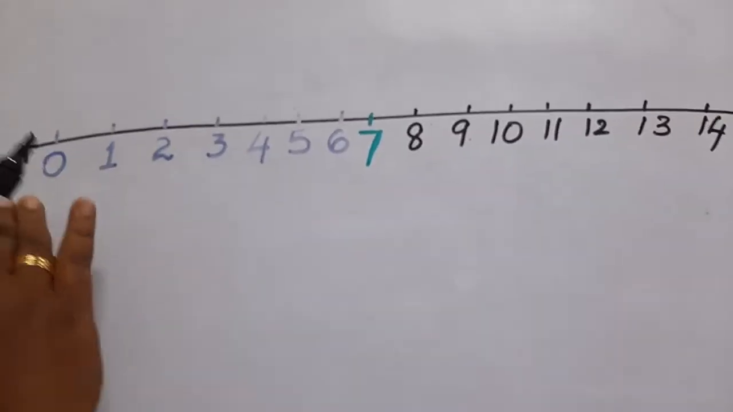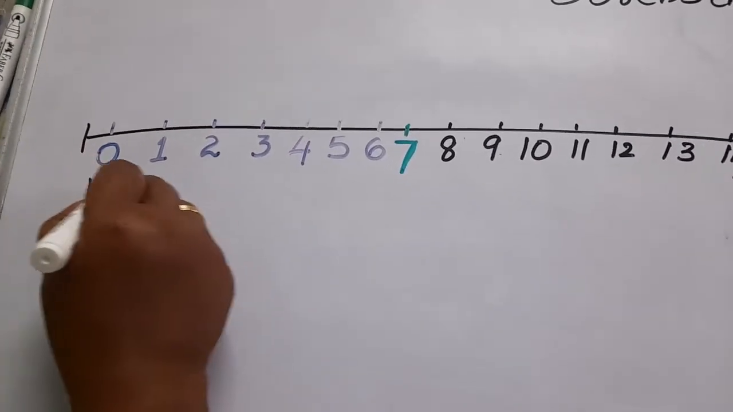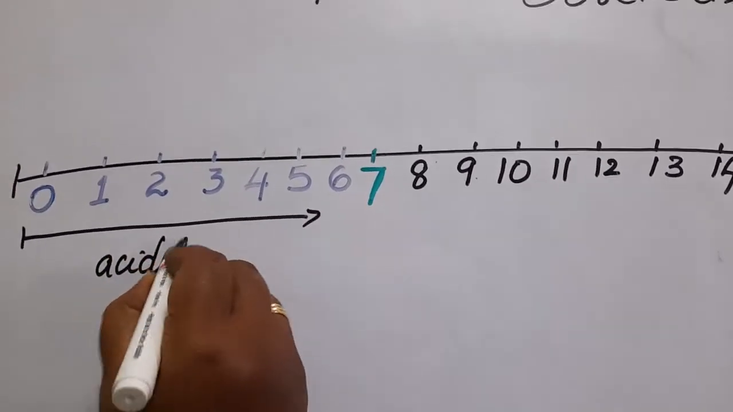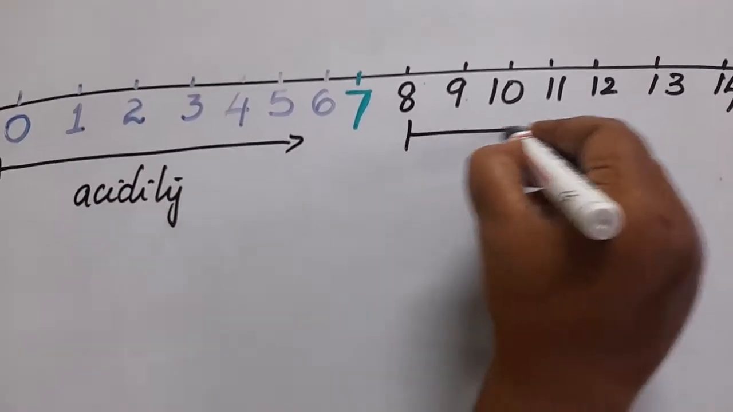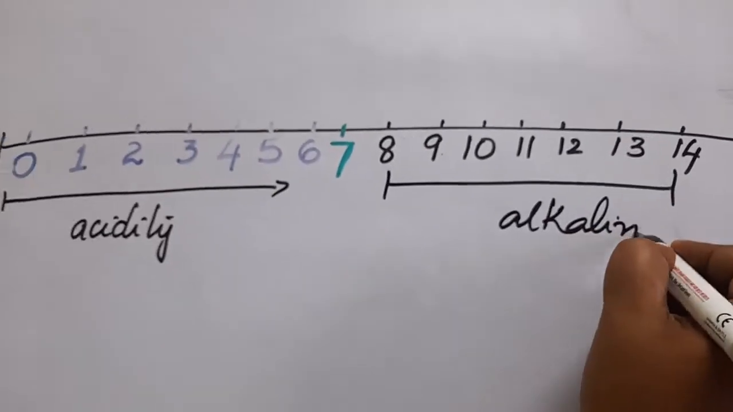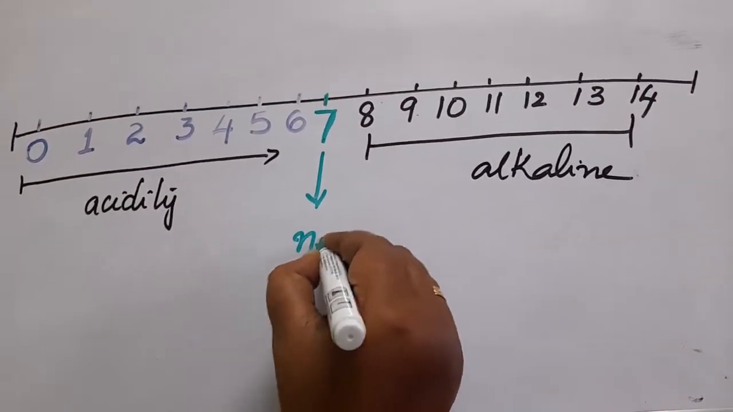It is a scale ranging from 0 to 14. So from 0 to 7 it is acidic, and from 8 to 14 it is alkaline, and 7 is neutral.